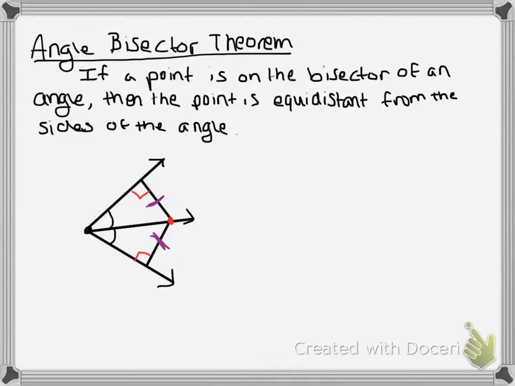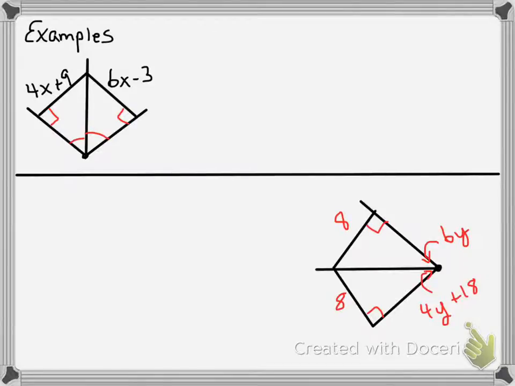So if you know that this is an angle bisector, then you know that these two sides are congruent. And it goes the other way. If you know that these two sides are congruent, then you know that these two angles are congruent, which makes it be an angle bisector. So let's look at a couple of examples for how you might see these.